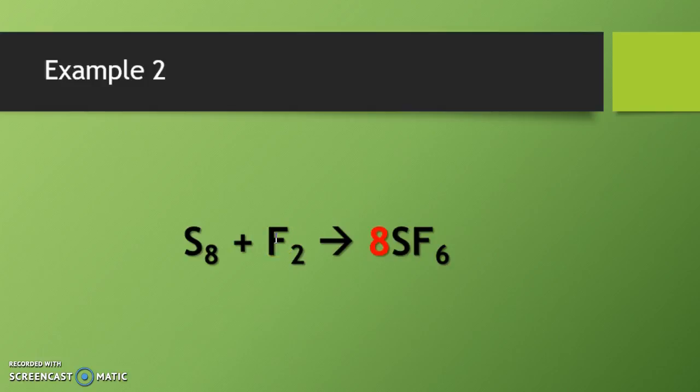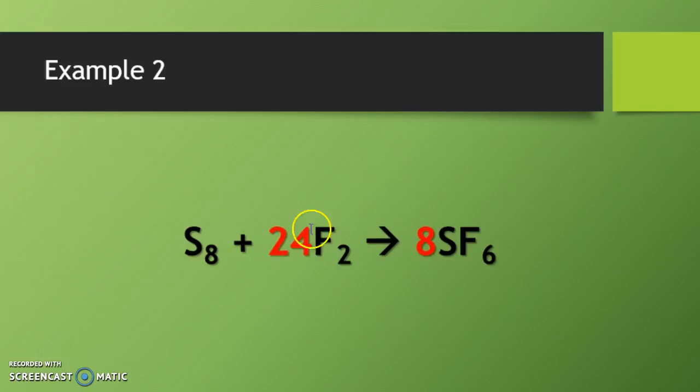So that doesn't work. So we add a 24 to this side. So we have 8 sulfurs, and 24 times 2, 48 fluorines, 48 fluorines. So that one, although it has these ridiculously high numbers, it actually is balanced. Because you'll notice there's nothing in front of the sulfur on this side.